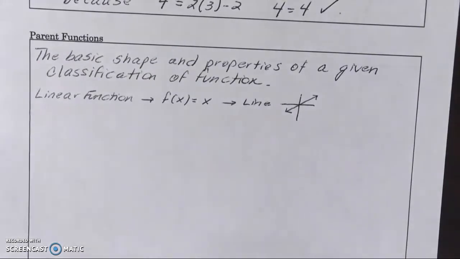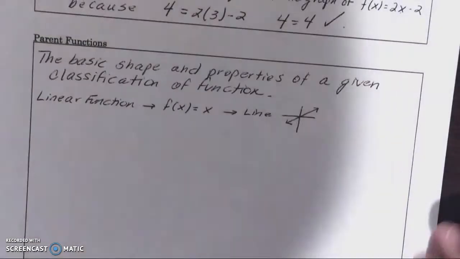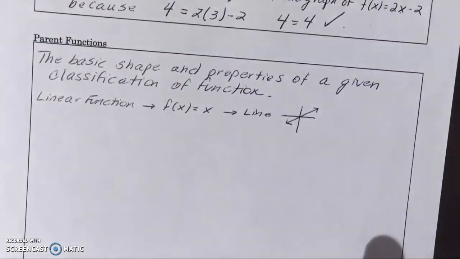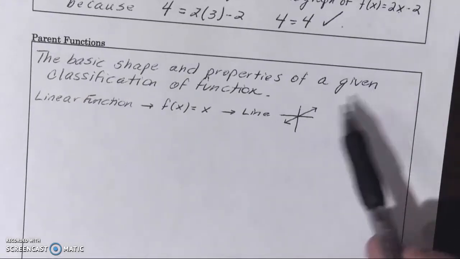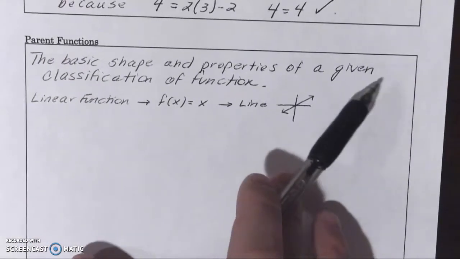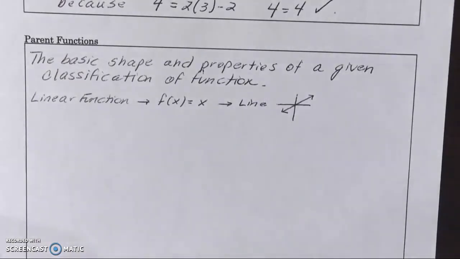The linear function would have a singular variable raised to the first power, okay, or it could be f of x equals a number. That would be a linear function as well. It creates a line going on forever in both directions, and that would be a graphical representation of that.